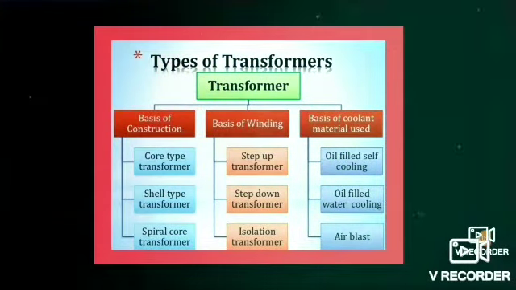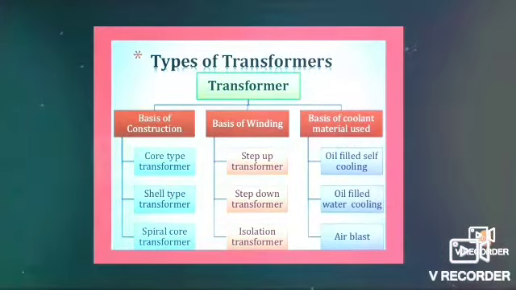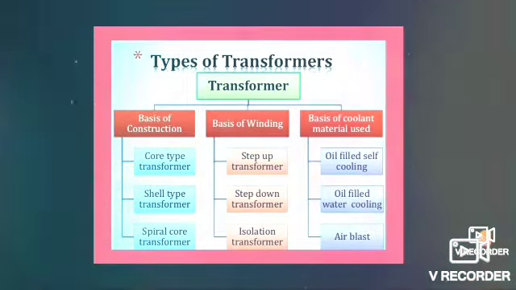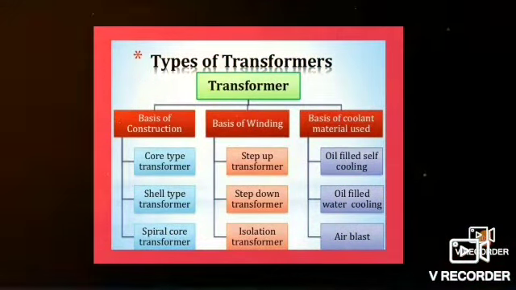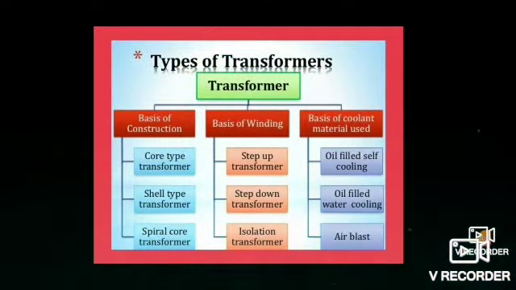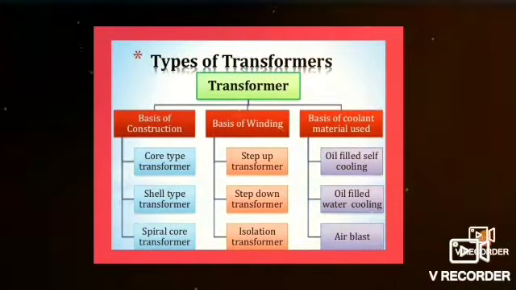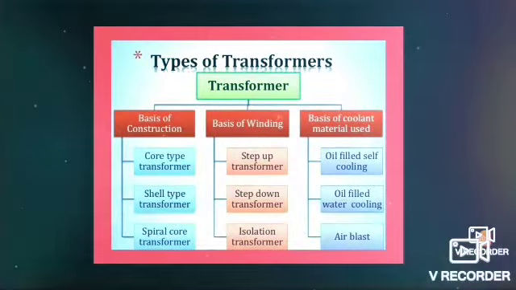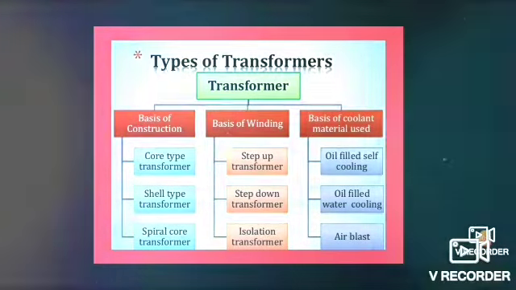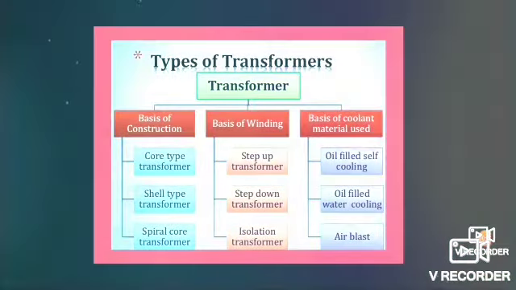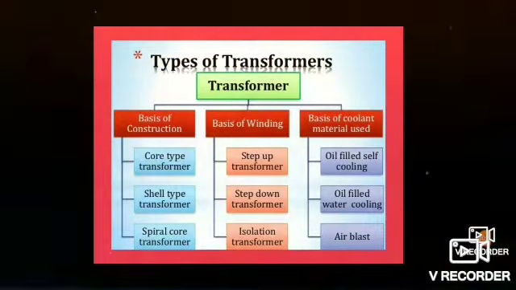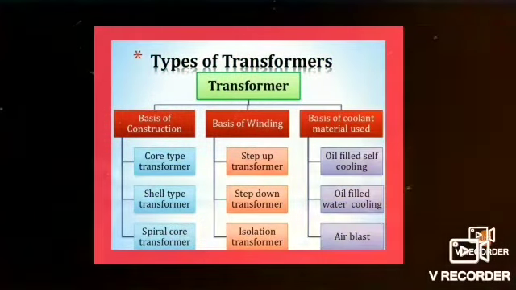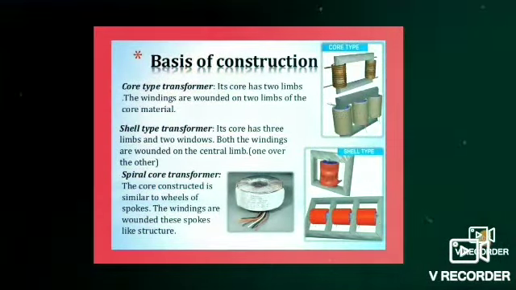Depending upon the construction: core type, shell type and spiral core type. Depending upon the winding: step up transformer, step down transformer, isolation transformer. And depending upon the material used: oil filled self cooling, oil filled water cooling and air blast. So the transformer is classified depending upon the construction, the number of windings, and the coolant material used. Then basis of construction.